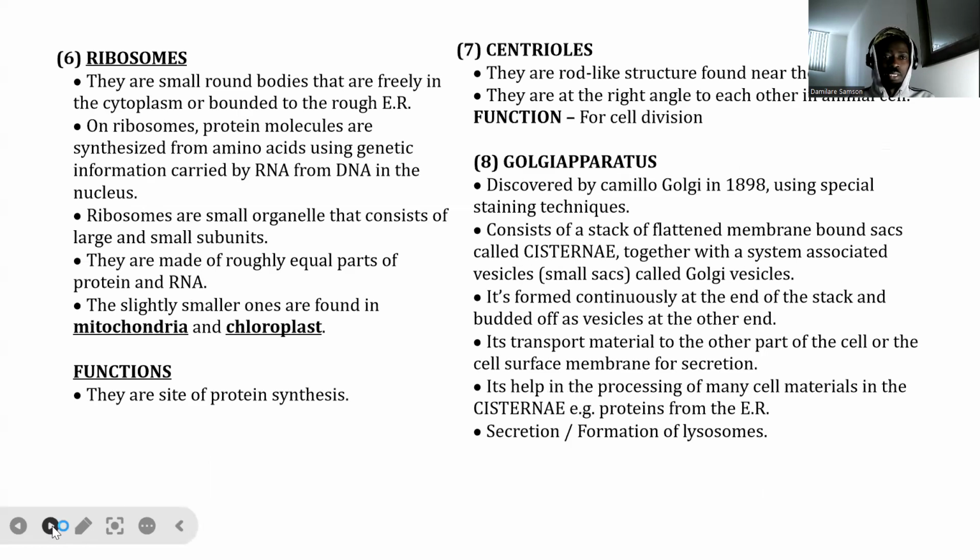Okay, the ribosomes now. We'll talk about the ribosomes since we mentioned them under the rough ER. Ribosomes are round and are found freely in the cytoplasm or bound to the rough ER. On ribosomes, protein molecules are synthesized from amino acids using genetic information carried by RNA from DNA in the nucleus.